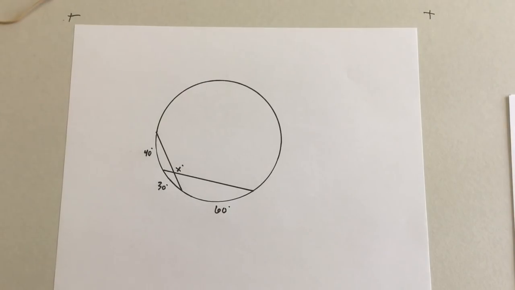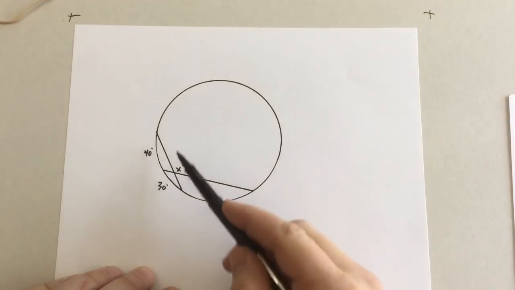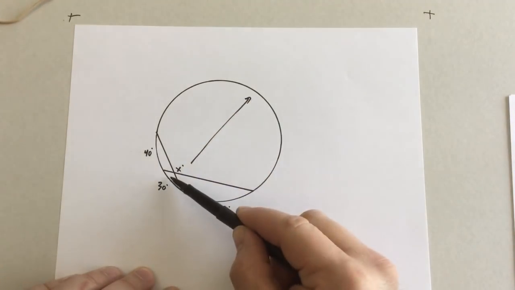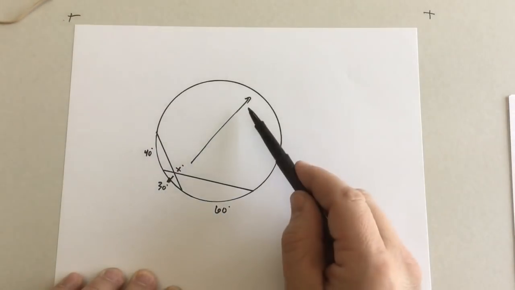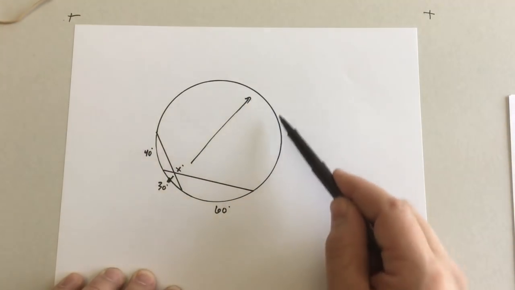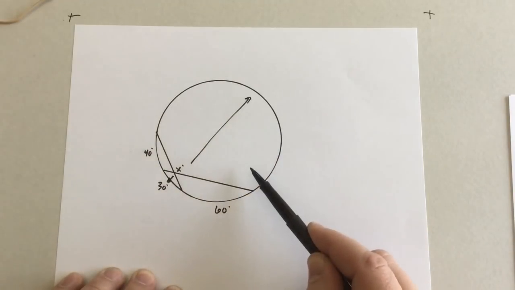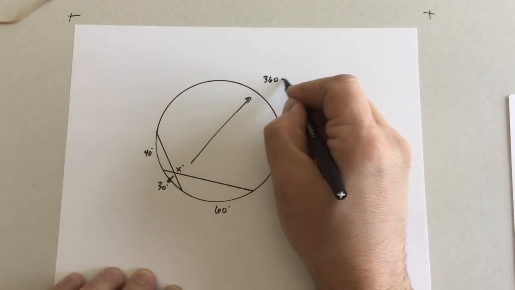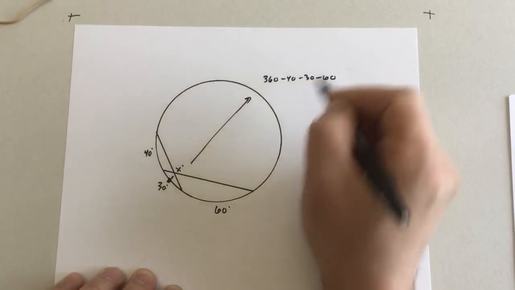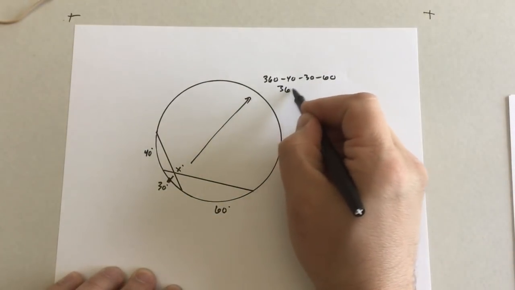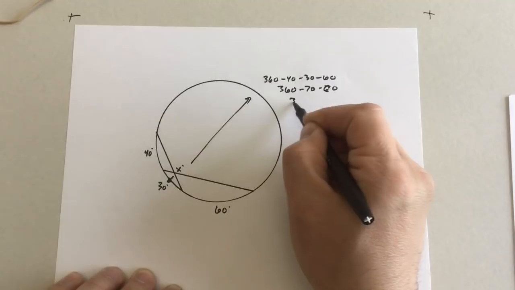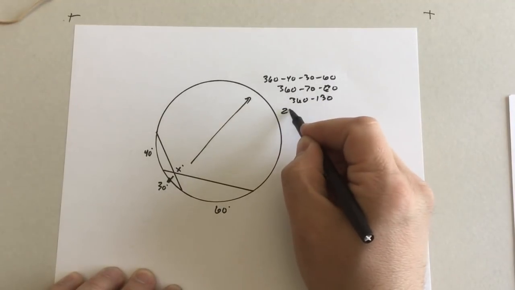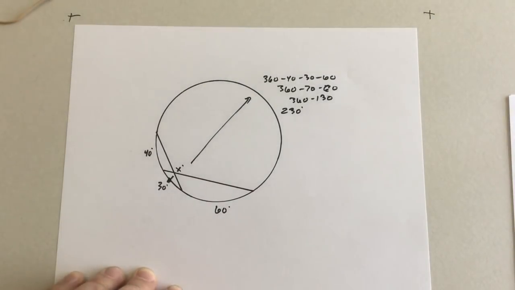Okay? I gave you some arc measurements. I want to know how big that angle is. So looking at this, we need to talk about the intercepted arcs to the x. That's 30 and this arc over here. Is there a way for you to figure out how big this arc is? That's right. It's 360 minus 40 minus 30 minus 60, whatever that is. So let me just do some quick calculations. 230. That is the angle measurement for that arc.